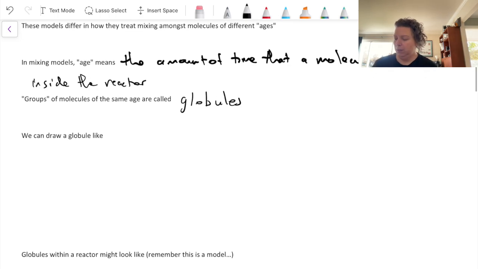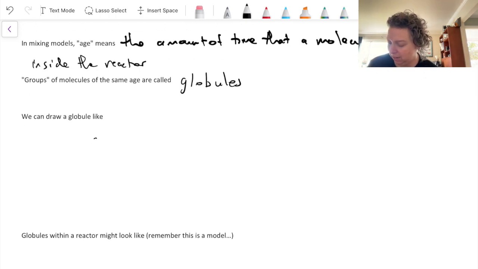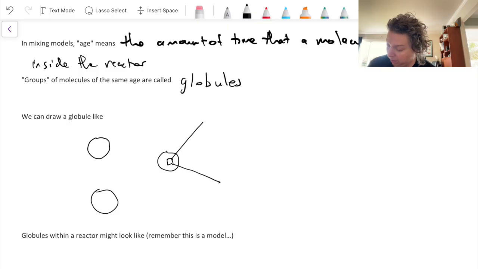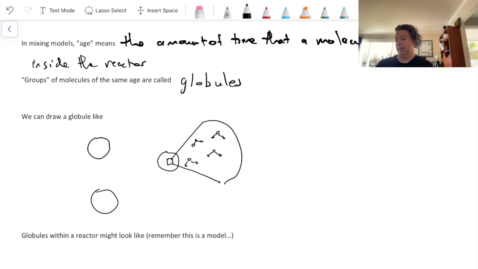So what does a globule look like? At the very simplest level, it's just some sphere of fluid. So we have different globules. Maybe if we were going to peer into this, we'd see some molecules floating around in here. That's what's going on in there. These are not very well drawn. But basically, this globule is a collection of molecules.